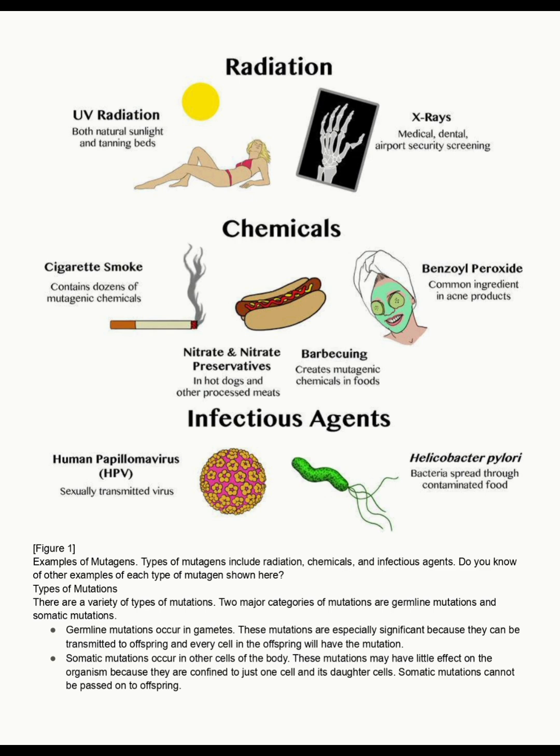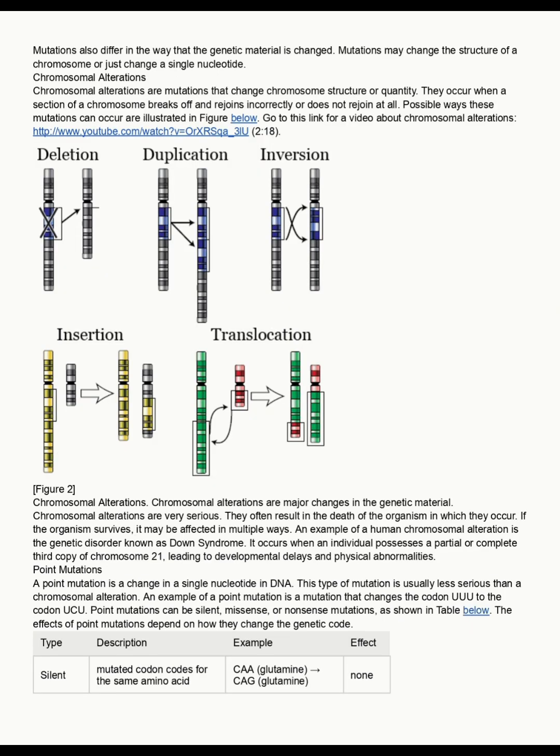These mutations may have little effect on the organism because they are confined to just one cell and its daughter cells. Somatic mutations cannot be passed on to offspring. Mutations also differ in the way that the genetic material is changed. Mutations may change the structure of a chromosome or just change a single nucleotide.